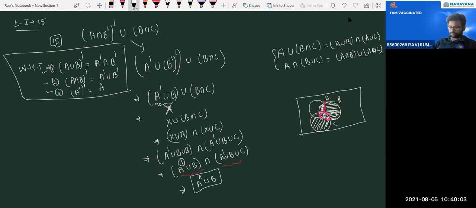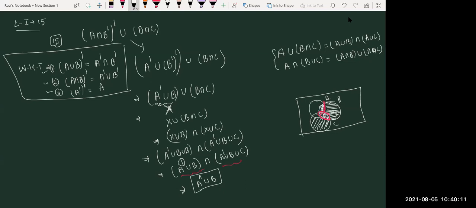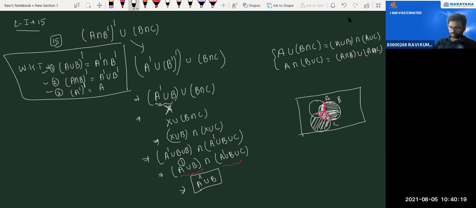Check the options now. Level 1, which question did you ask me just now? Level 1, second option, 15. Which question is the 15th question of level 1, right? Yes, the second option will be satisfied.